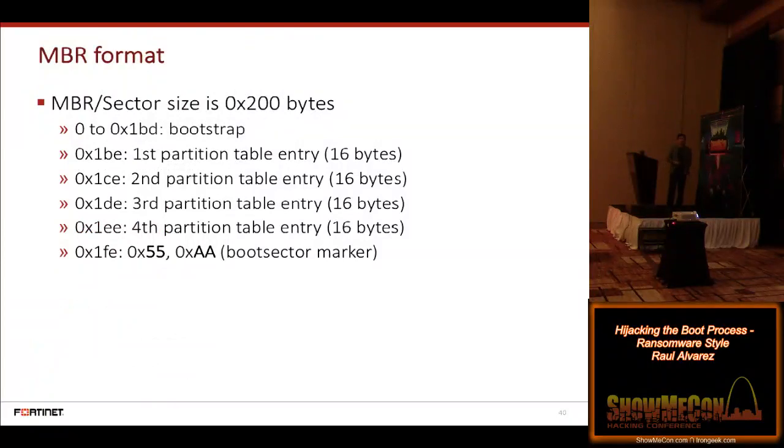The structure for a master boot record and a boot sector is actually just one sector of 200 hex bytes. But the marker at the end is 55 AA. If it is a 55 AA, that means it is a boot sector.